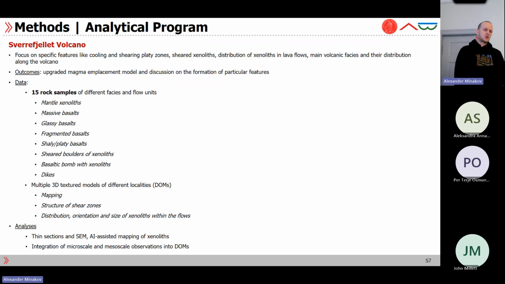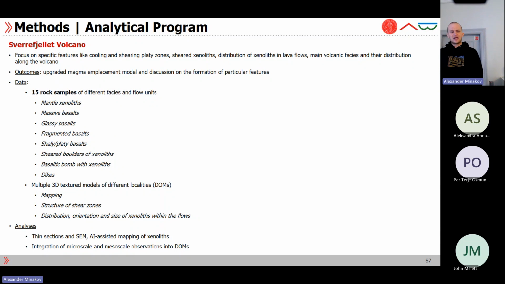So, and also it can be useful to understand distribution, orientation, and fabrics of xenoliths, for instance, within the flows. Together with that, we also accompanied this with classic and traditional lab methods with petrographic descriptions of thin sections and SEM studies. And also, quite recently, I performed artificial intelligence assisted mapping of xenoliths within the outcrops.